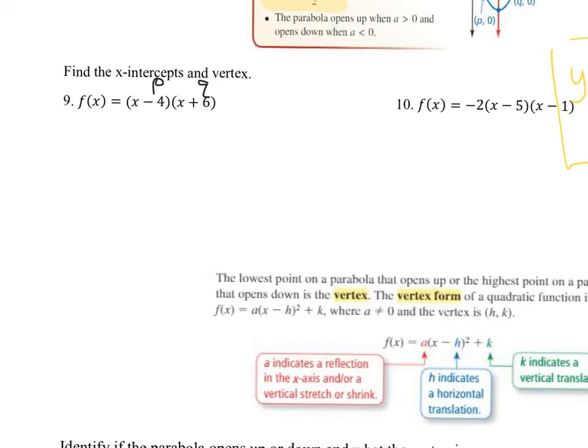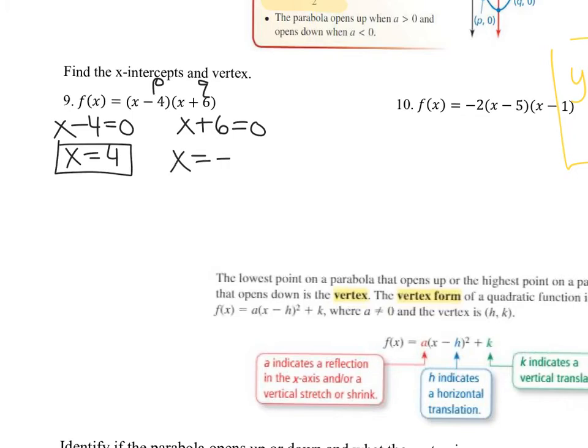We put what's in parentheses equal to 0, okay? And then you solve. And so you add 4 to the other side, so x equals 4. And then you subtract 6 to the other side, so x equals negative 6. And so these right here are your x-intercepts. Easy peasy, right?